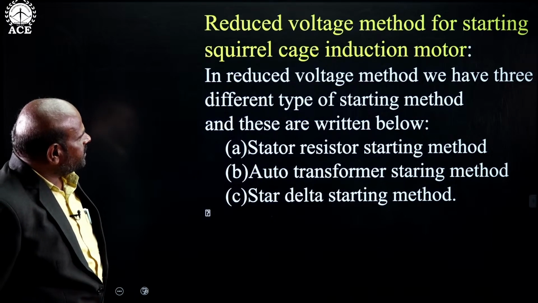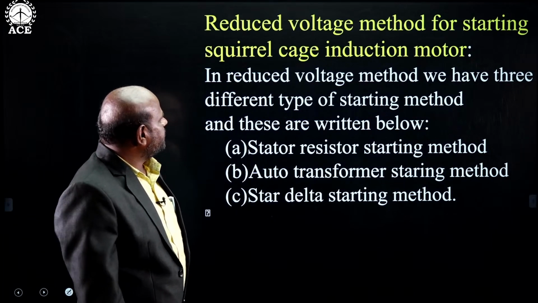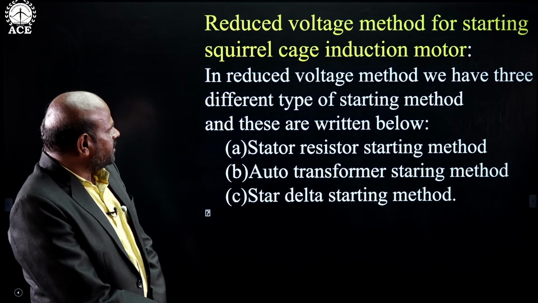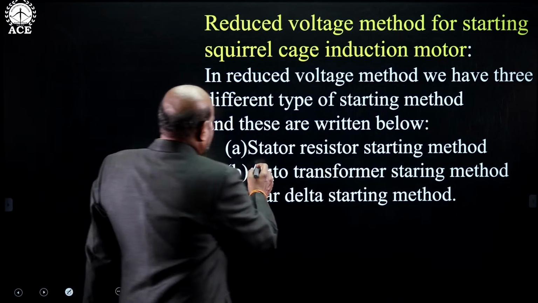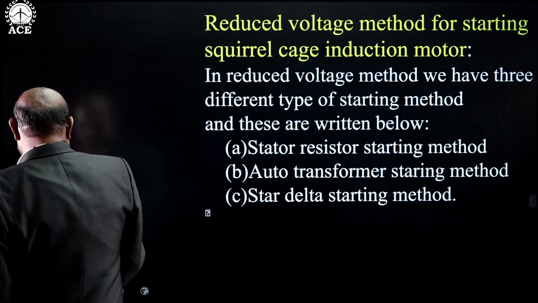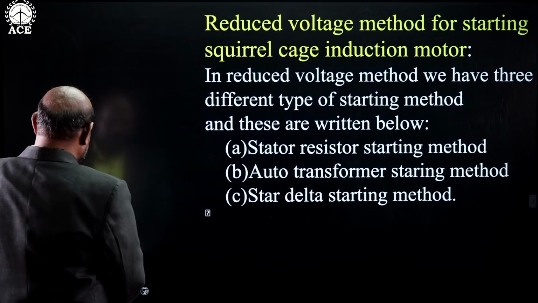Next, the reduced voltage method of starting. For the squirrel cage induction motor, we can reduce the voltage in 3 different ways. The first one is the stator resistance starting method.